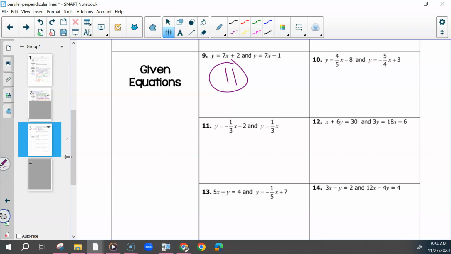What about number 10? Perpendicular. And how do we know they're perpendicular? The slopes are negative reciprocals. They're flipped. One is positive, one is negative. And let's do 11 first. What about number 11? Neither. Because these look the same, but one's a negative, and because one's a negative, they're not flipped, so they can't be perpendicular, so neither.